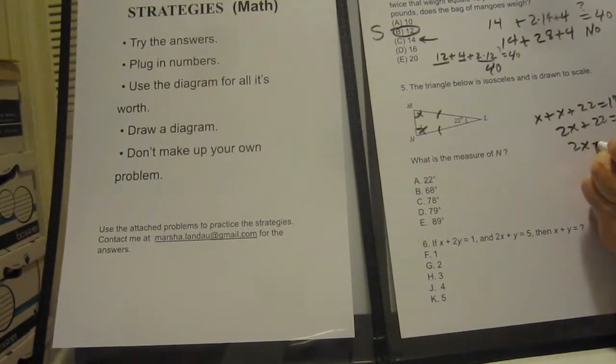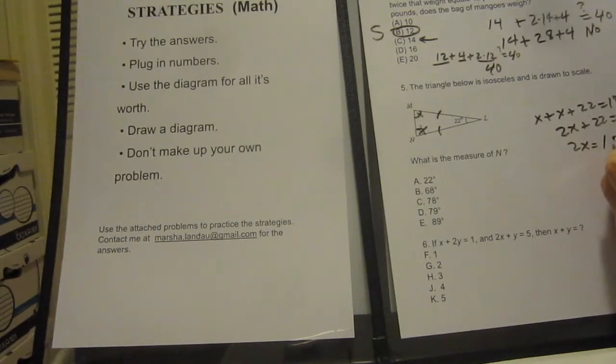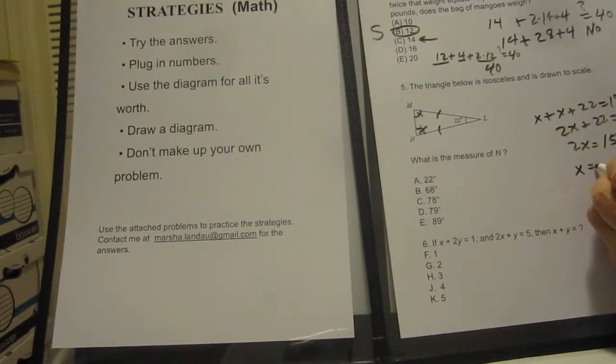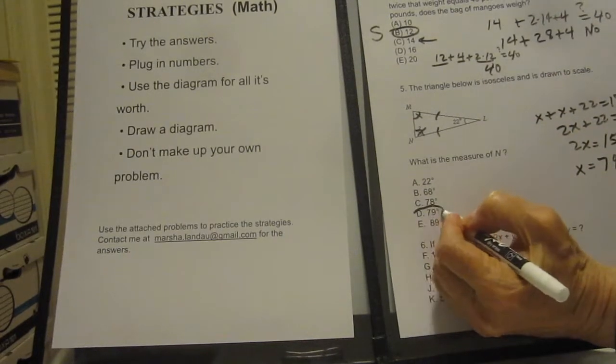So 2x equals 180 minus 22. That's 158. So x equals 79, and the answer is D.